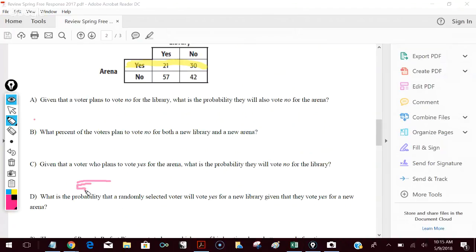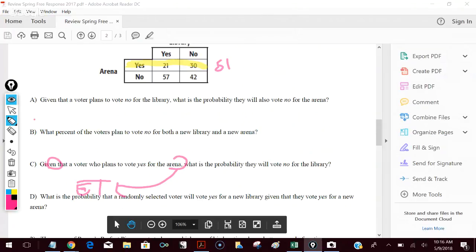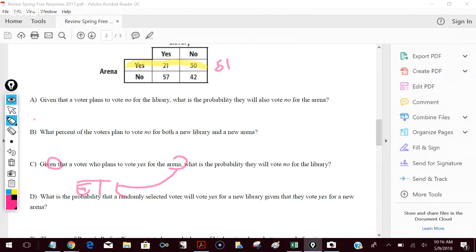I only care about the 51 people. Why am I using the mouse again? I only cared about the 51 people who voted yes for the arena. So given that the person votes yes for the arena, so that comes down here, what is the probability they vote no for the library? So how many people in what I highlighted yellow voted no? 30, exactly. So the number on the bottom changes because of that word given. That's what matters. Okay. Let's try to do the next one.